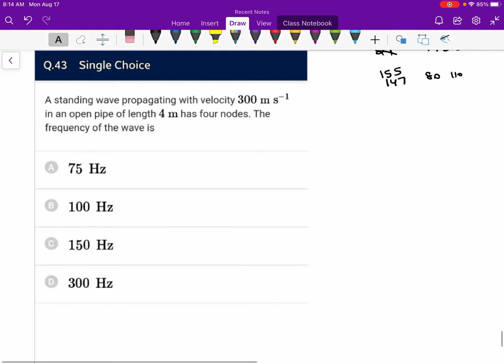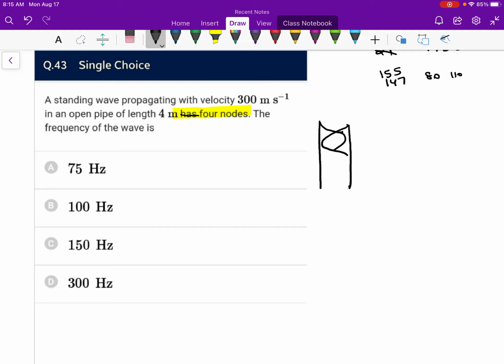A standing wave propagating with velocity this in an open pipe of length 4 meter has 4 nodes. It's not given whether they are displacement nodes or pressure nodes. They are just 4 nodes. So we will take them as displacement nodes. If no information is given, we should consider nodes and antinodes as displacement nodes. So in the open pipe, there are 4 displacement nodes.